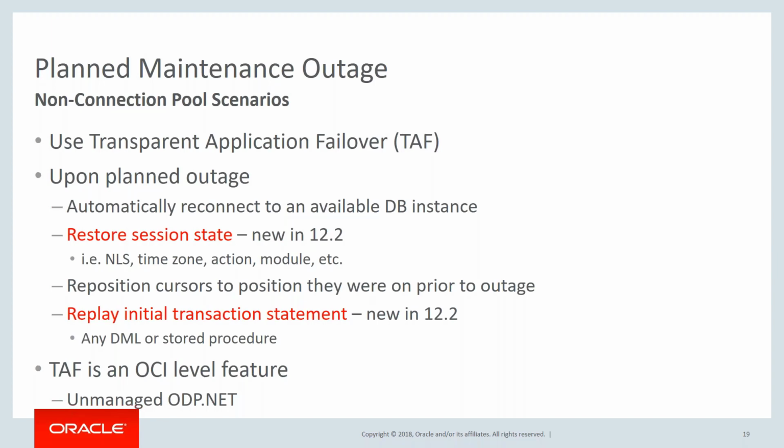And then in a read application, it will reposition your cursor to where it was prior to the outage, so that you don't have to do that yourself, where you requery and then try to figure out where the user was at that point in time. TAF can do that for you. And it also will replay your initial transaction statement, which is something new in 12.2. So a DML or stored procedure. Now TAF, because it works at the Oracle Call Interface level, is only available with unmanaged ODP.NET. FAN is available with both managed and unmanaged, so you can use FAN with either of those, but if you're using TAF, you have to use unmanaged ODP.NET.